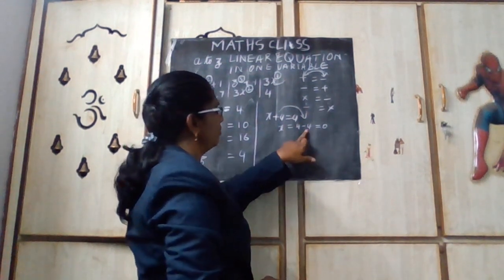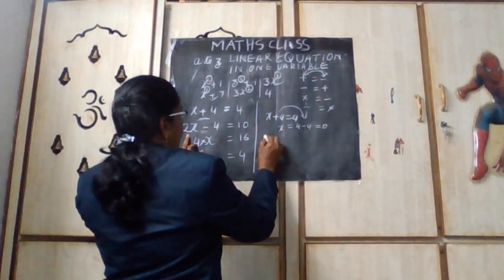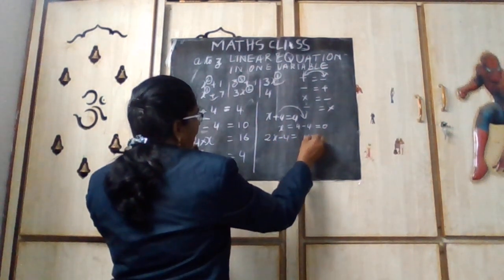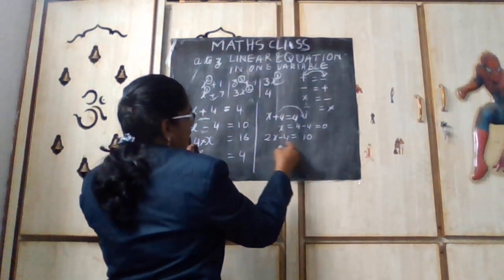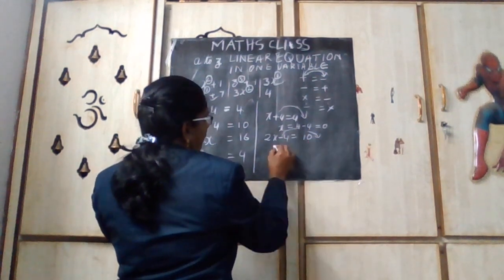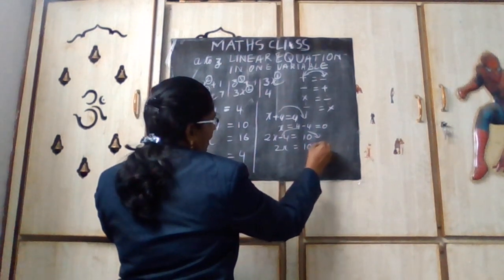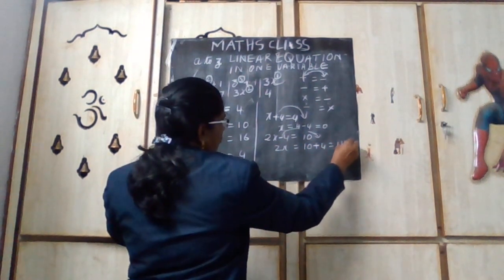So x is equal to minus 4, from plus 4. Here the next equation: 2x minus 4 is equal to 10. What is the symbol? Minus. While you are transposing, what will you get? A plus. 2x is equal to 10 plus 4. What is the answer? 14.